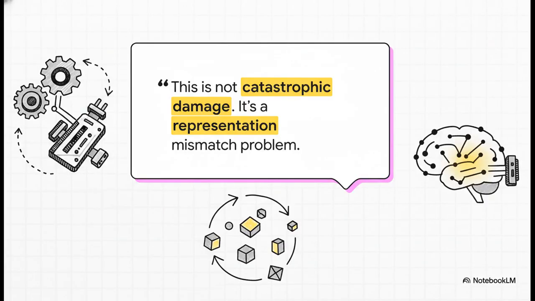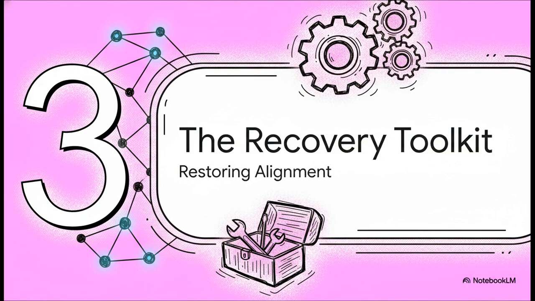And this quote just brilliantly reframes the entire issue. The model isn't broken beyond repair. This isn't catastrophic. It's a representation mismatch problem. Think about it like you're working on a complex engine, and you swap out a part. The new part might be perfectly good, but the whole system needs to be recalibrated around it. So the big insight here is that recovery isn't about relearning everything. It's about realignment.